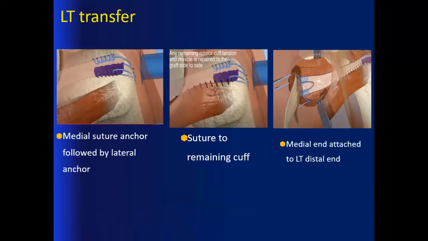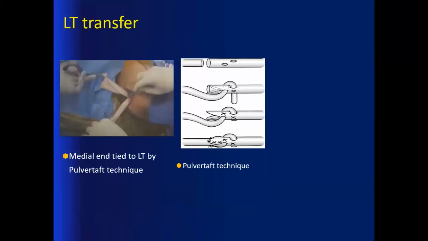and we have to suture first by medial suture followed by lateral anchor, and also then we have to suture the tendon along with the remaining cuff tissues, whereas the medial end is attached to the distal end of the lower trapezius. And the distal end of the lower trapezius is tied with the help of the Pulvertaft technique, where the distal end is made into 2 limbs. One limb is inserted through the tendon, and the other end is sutured over the tendon.